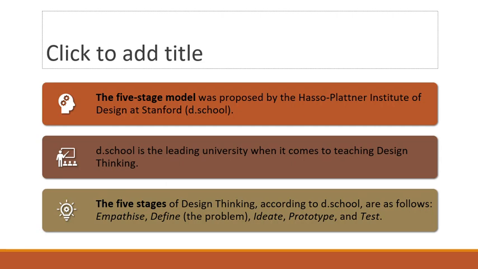The 5-stage model for design thinking was proposed by the Hasso-Plattner Institute of Design at Stanford. Okay, D. School. So D. School is the leading university when it comes to teaching design thinking. Okay, so this is the leading university for teaching design thinking. So what are the 5 stages of design thinking according to D. School? They consist of empathize, define the problem, ideate, prototype, and test.